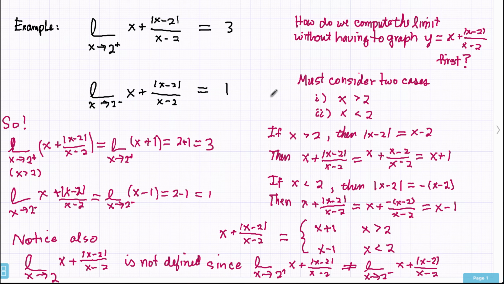Finally, we should also notice that the two-sided limit as x approaches 2 from either the left or the right is not defined, since we get different limit values depending upon whether we take our limit from the right or take our limit from the left. In other words, the one-sided limits are not equal to one another, causing the two-sided limit not to exist.